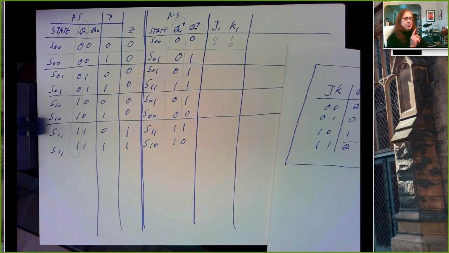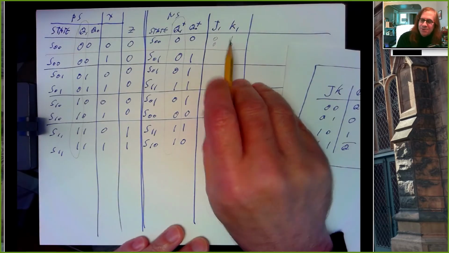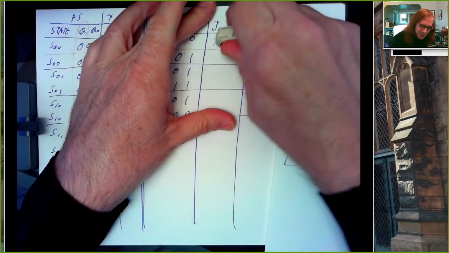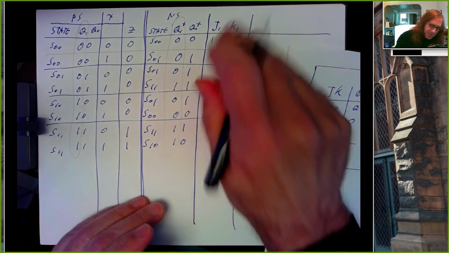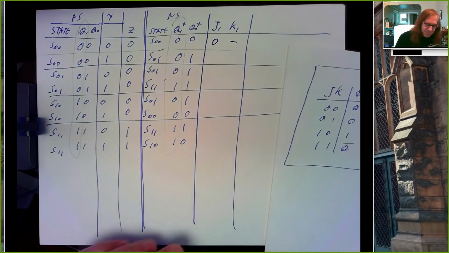And that's what's going to make JK so much fun to design with. Because we know that J has to be a 0, but K can be a 1 or a 0, we don't care which. So the entry we can put in here is actually: make J a 0, and K doesn't matter. It's a don't care.